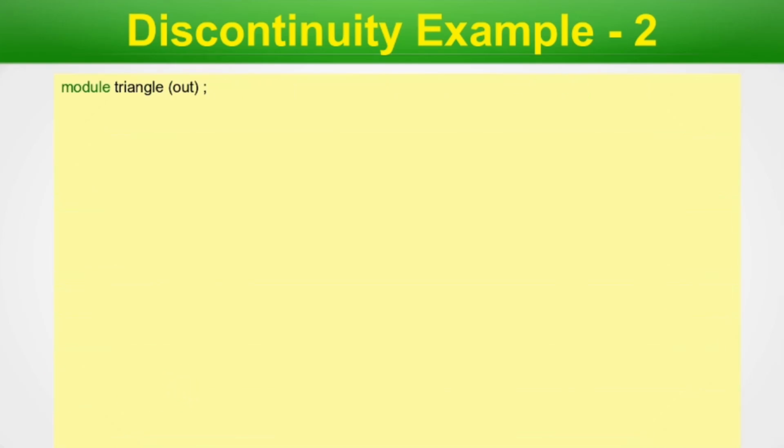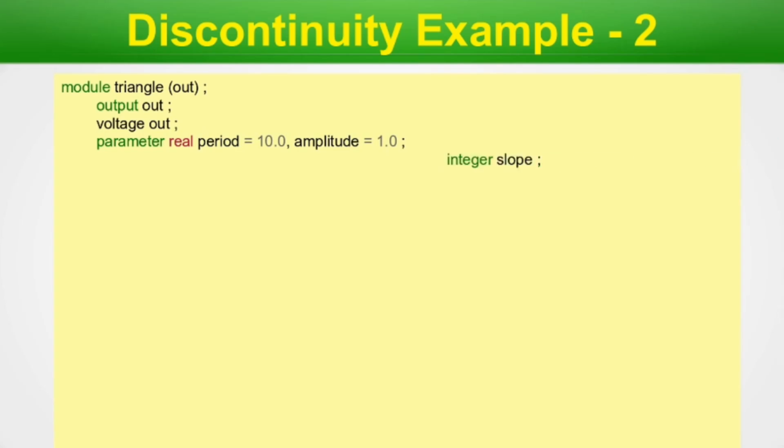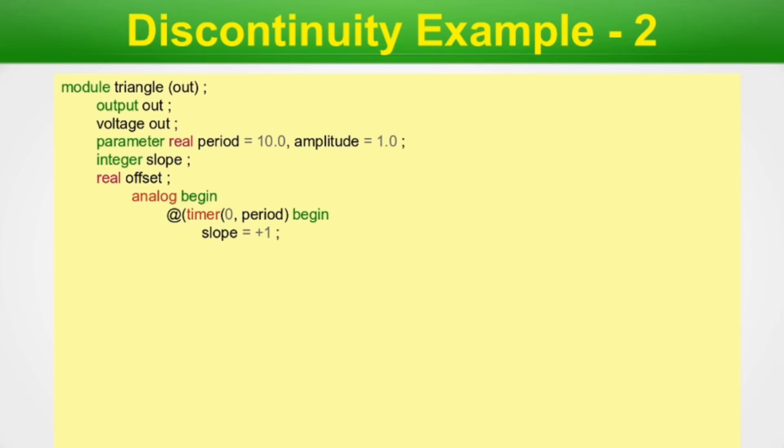Here we define the module and define the output here, and it is a voltage type. Then we define the parameters of real type, period and amplitude, and then we define the integer slope, real offset. Then we start our analog block. Then we write timer event with the argument 0 and period, and start the timer block, and now we write the statement slope equal to +1. Then we set offset equal to real time. Real time is a system defined function, and in a previous episode we have discussed it. And then we write the discontinuity 1.